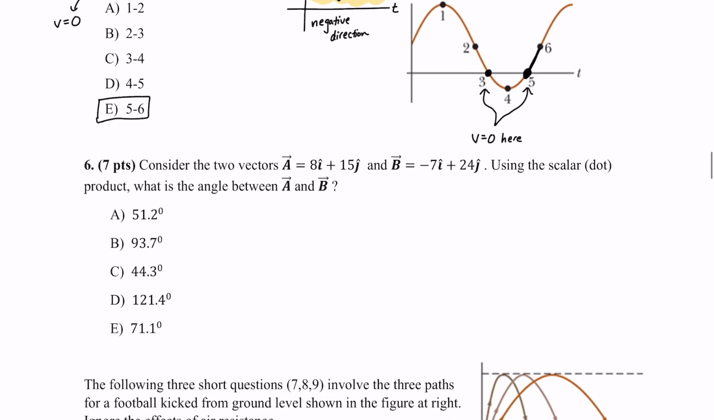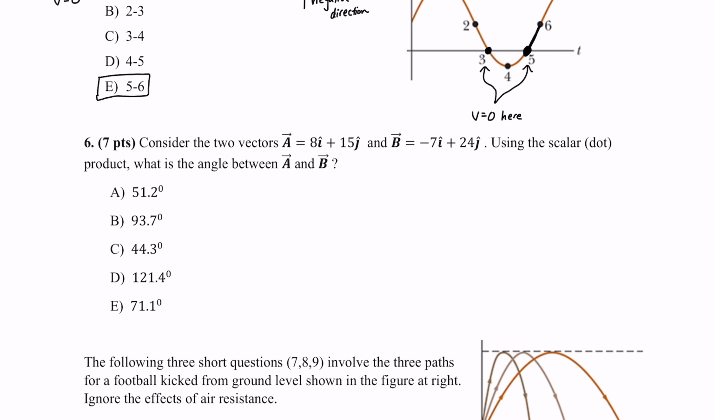In problem 6, we're given two vectors A and B and asked to use the dot product to find the angle between them. The dot product is given by the formula A dot B is equal to magnitude of vector A multiplied by magnitude of vector B times cosine of the angle between them. We can also calculate the dot product by multiplying like components and adding the results.